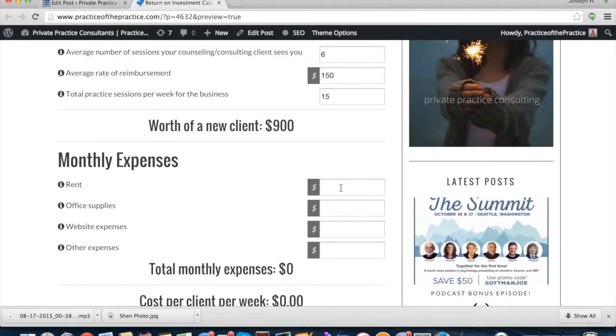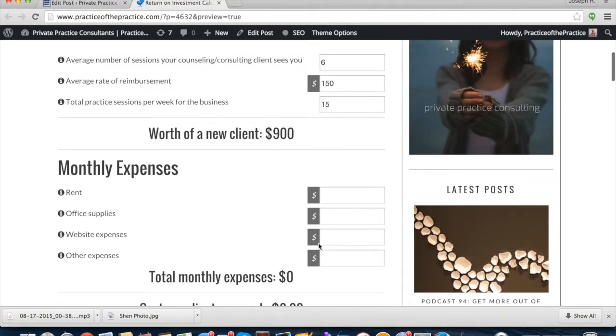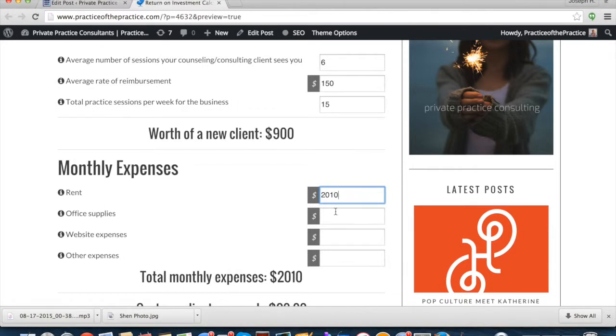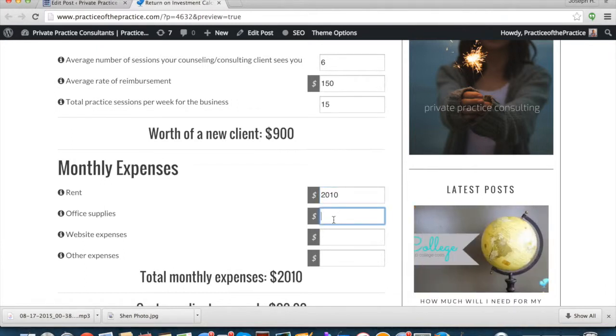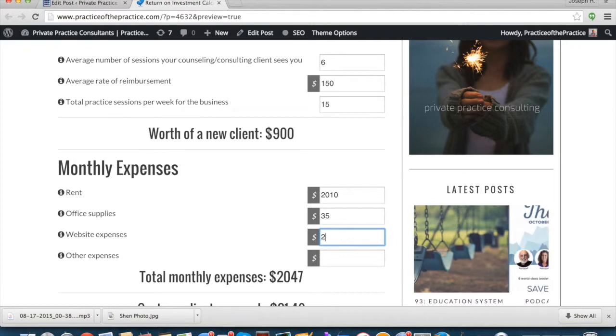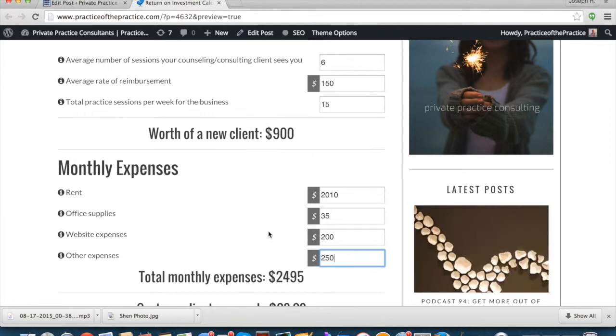Right now, the adjusted weekly worth of a new client is $150. But now we're going to subtract some of the expenses from it. So my rent, let's say it's $2,010 per month. Office supplies, paper, staples. Say we spend like $35 a month on that. Let's say hosting, all the other things. I have quite a bit that I do with my website. Say that's $200 a month. And then maybe virtual assistants, other expenses. Say that's $250 a month.